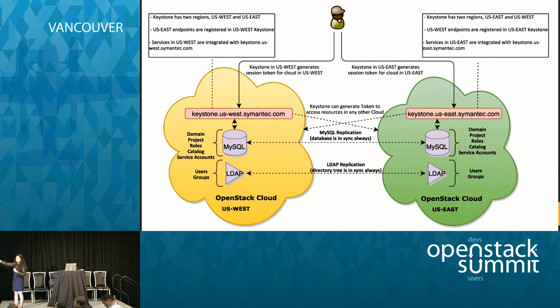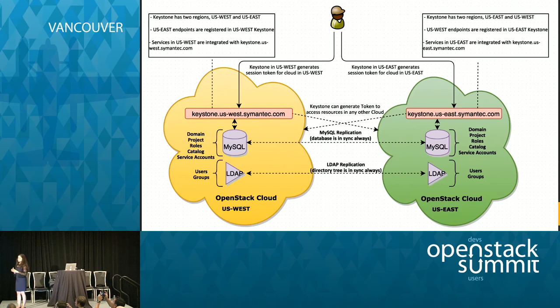The user goes to the Keystone, requests the token and resources for that particular data center, gets back the token, and uses that for further processing. The same workflow is followed for the East data center. Thanks to our infrastructure engineers, the way we have set up the replication, we have very low latency, and it basically works. If you create a project in West, it shows up in East immediately, with less than 1 second of latency.